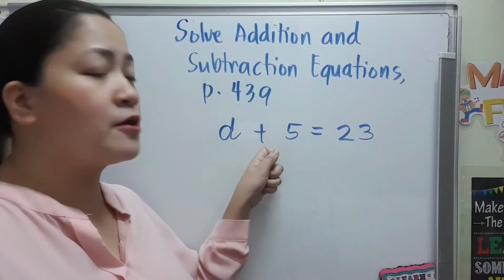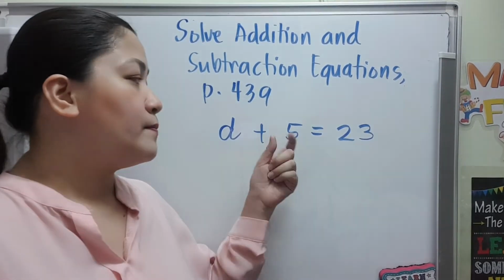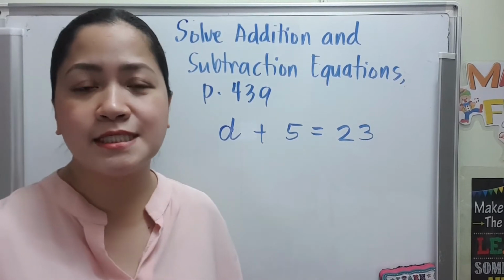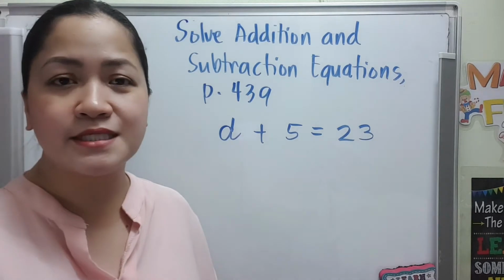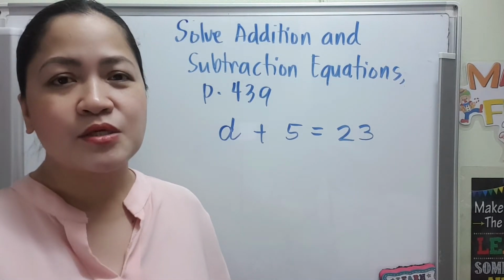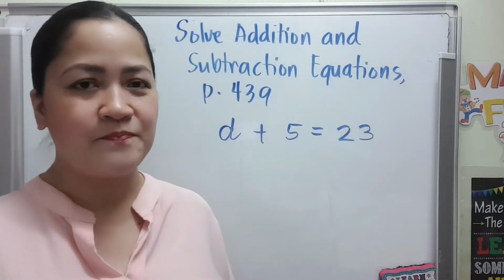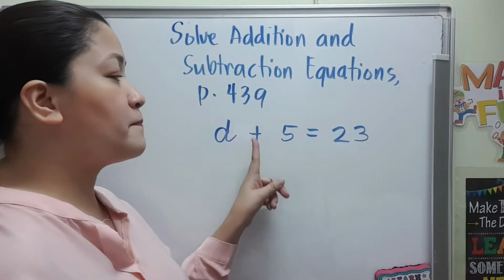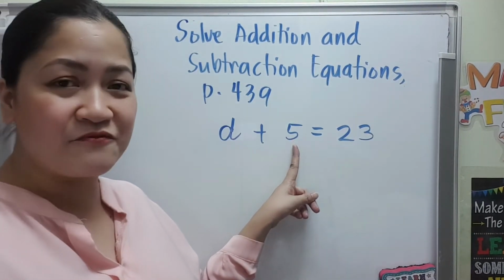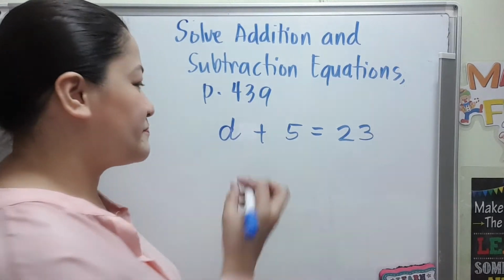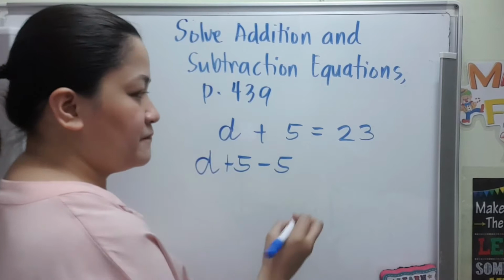As you can see, the operation here is addition. And to undo a term, we need to use the inverse operation. Since we have addition, its inverse is subtraction. Inverse operations are operations that undo each other. So since we have here positive 5, to remove it, we have to put negative 5. It's inverse. So we have d plus 5 minus 5.